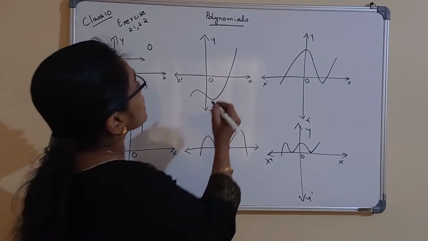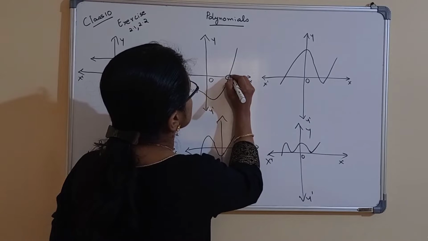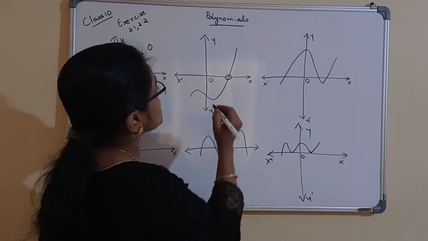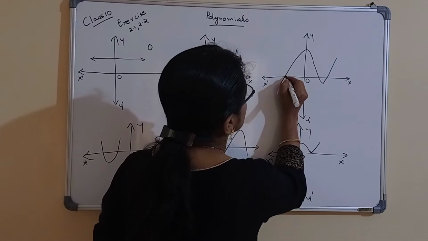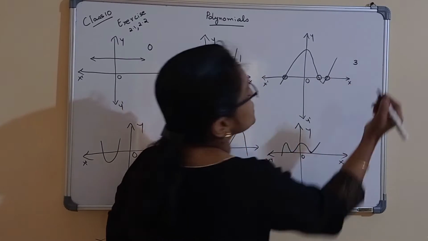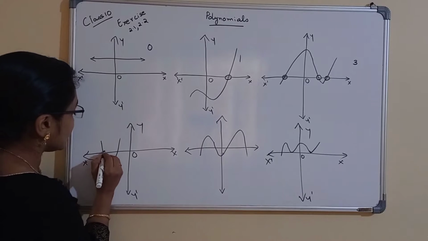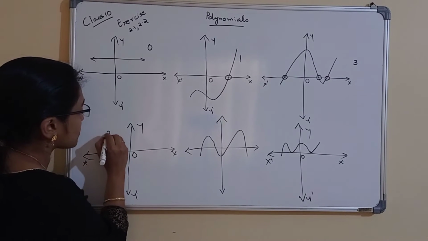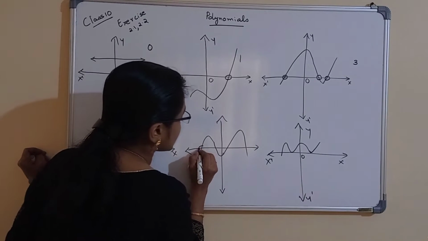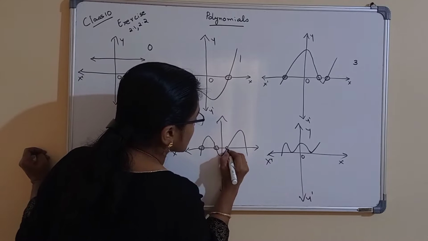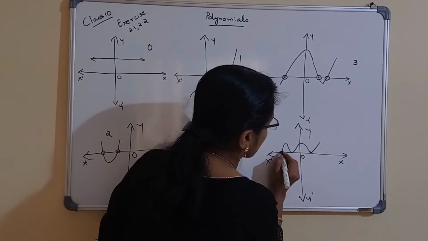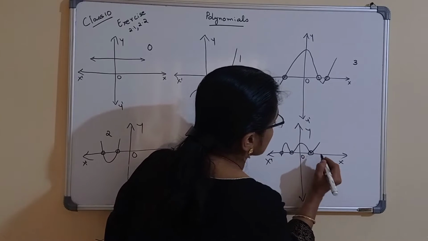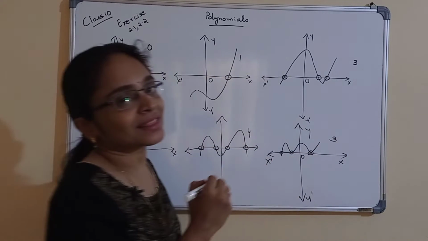Here, this is touching the x-axis at one point, which means the number of zeros is 1. And this is touching the x-axis at three points, so the number of zeros is 3. And here at 2 points, so the number of zeros is 2. Then here 1, 2, 3, 4, so the number of zeros is 4, and here 1, 2, 3, so the number of zeros is 3.